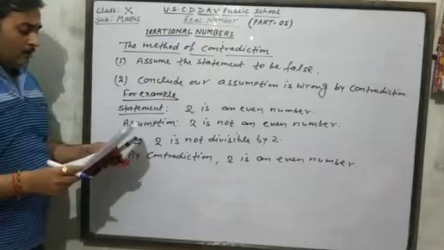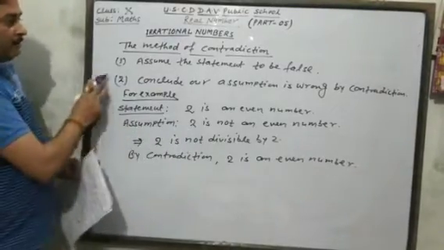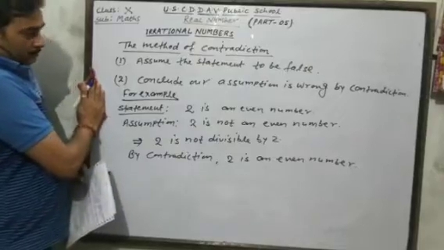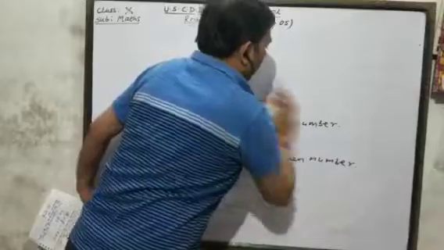Now we will prove that root 2 is an irrational number. So how to prove it? Let us see.